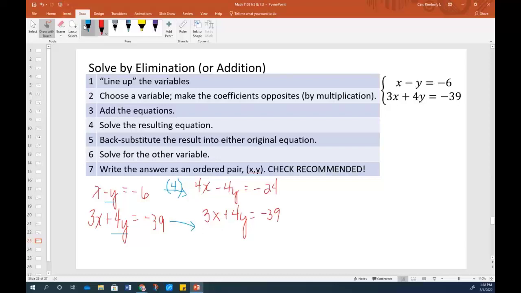Now, we're going to add these equations, and in so doing that, one of our variables, the one we picked, is going to be eliminated because negative 4y plus 4y cancels out. So we're left with 7x equals negative 63. Oh, I don't want to leave my negative off. Negative 63. Divide both sides by 7, and x is negative 9.